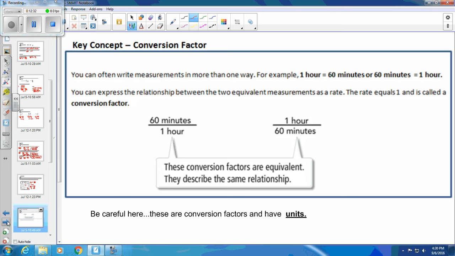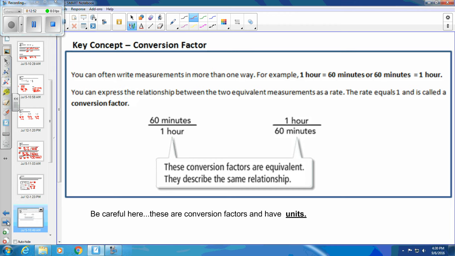You can express the relationship between the two equivalent measurements as a rate. The rate equals 1 and is called a conversion factor. These conversion factors are equivalent because they describe the same relationship, 60 minutes to 1 hour or 1 hour to 60 minutes. Okay? Be careful.